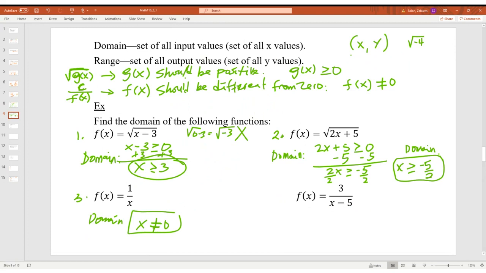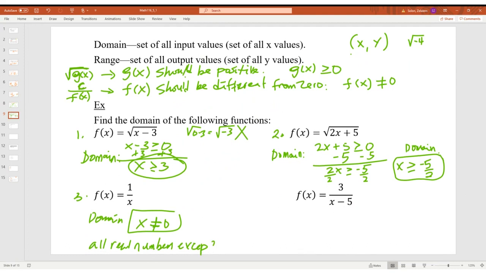So all real numbers except 0. That's basically what it means. X cannot be 0. Any expression in the denominator cannot be 0. So in this case, x minus 5 should be different from 0. So what is the domain now? You can see it from the equation. What x value is excluded from the first example?